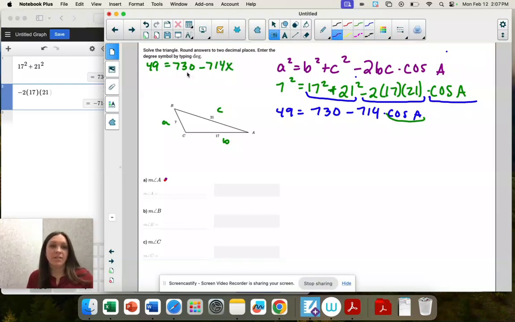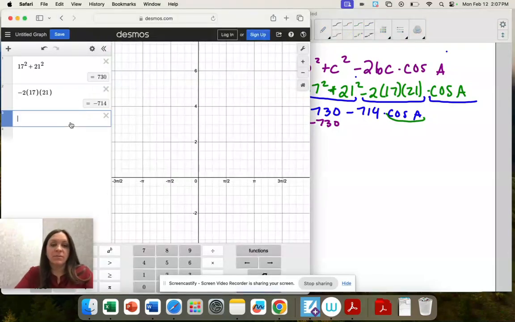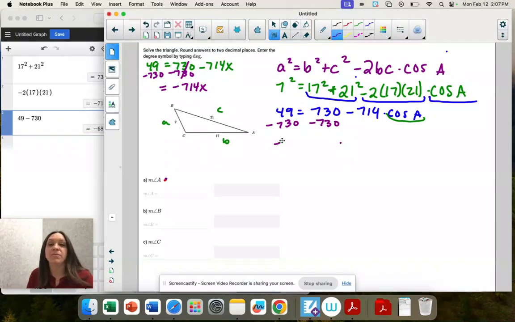You would not subtract those because of that x. You would start by subtracting the 730 and then getting the negative 714x by itself. That's the same thing we do here. Minus 730. So 49 minus 730 is negative 681. And again, I'm writing this because I want you to see these are related.